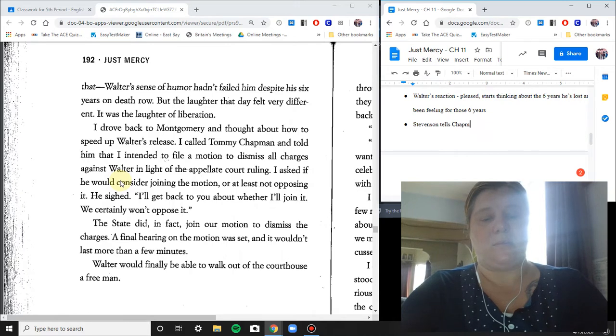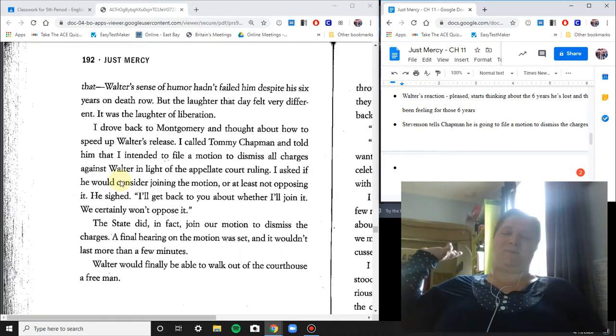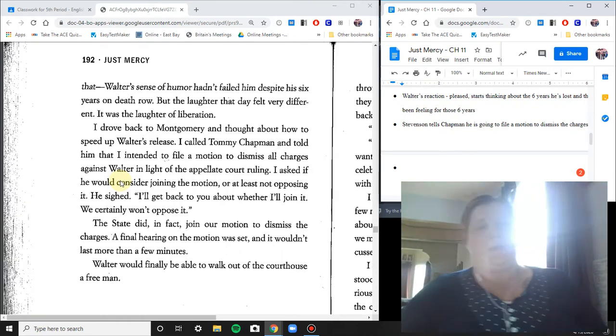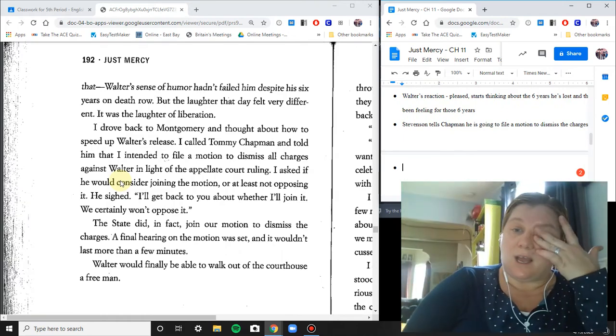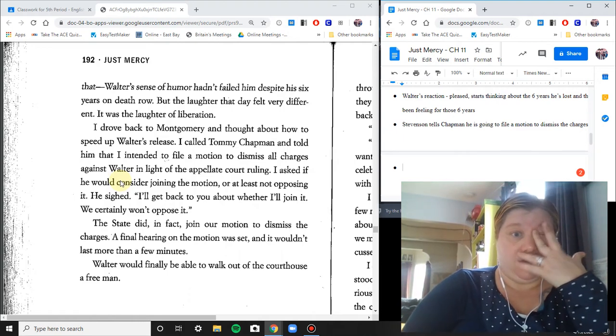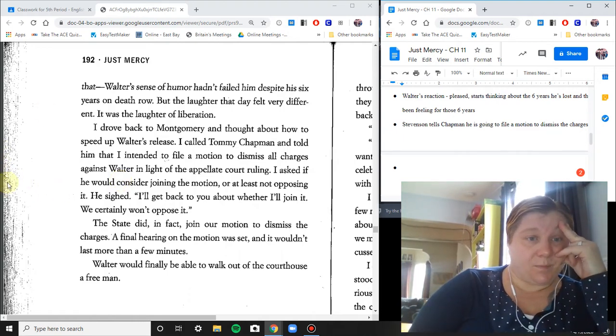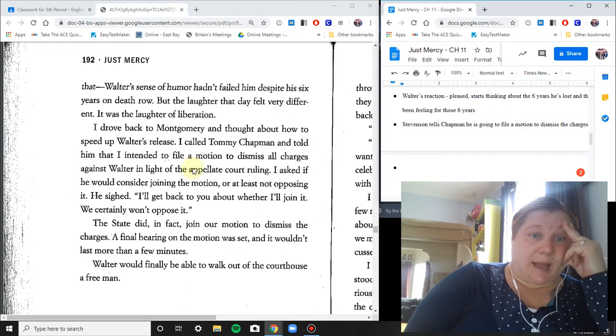Stevenson tells Chapman he is going to file a motion to dismiss the charges. Right, a judge can be like, this is ridiculous, we're not even going to do that. And Bryan Stevenson tells the DA, I'm going to ask the judge to dismiss all these charges.